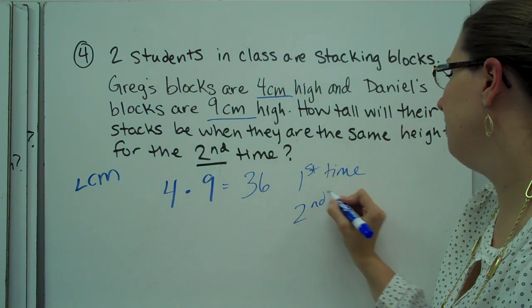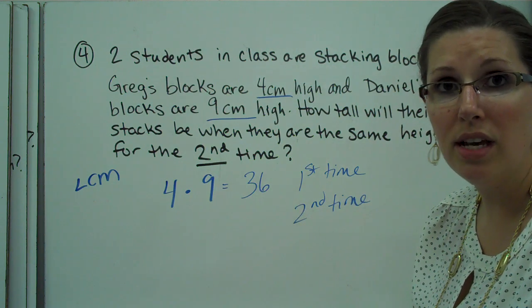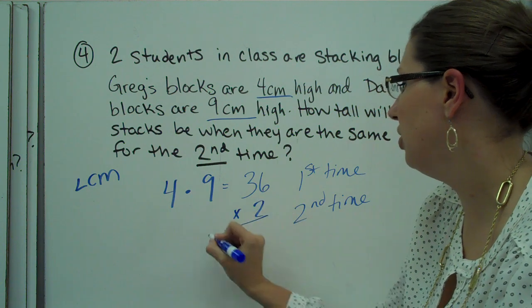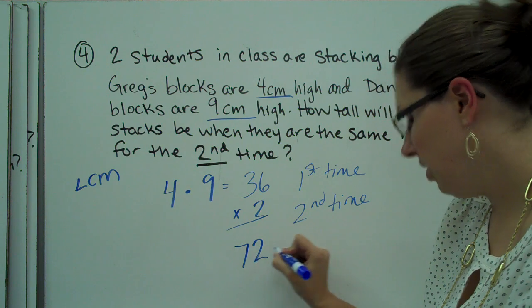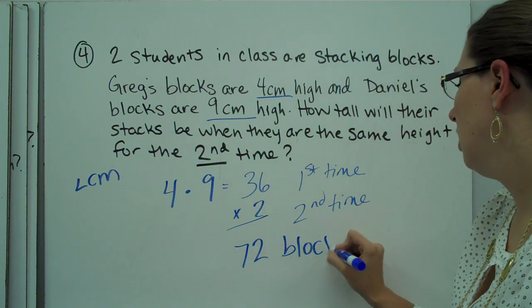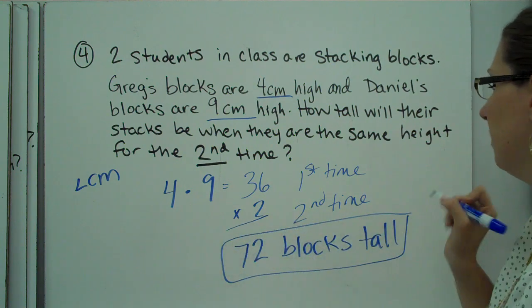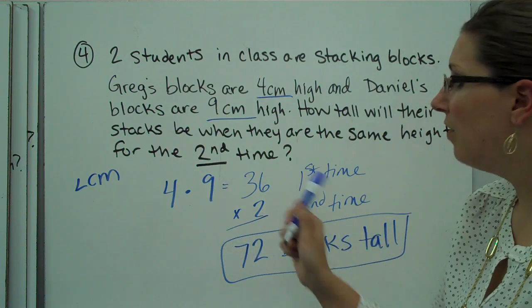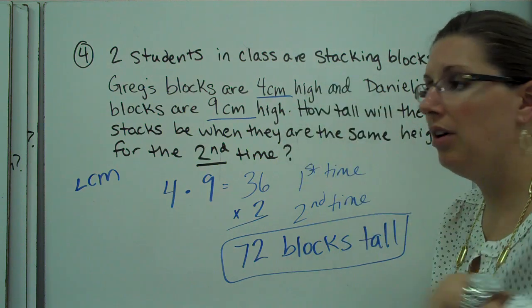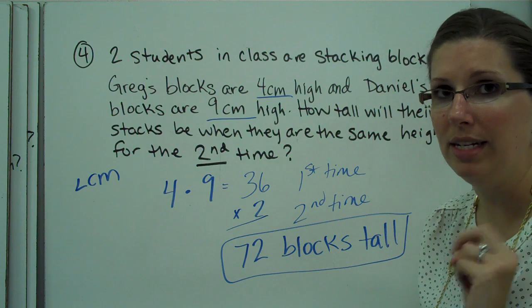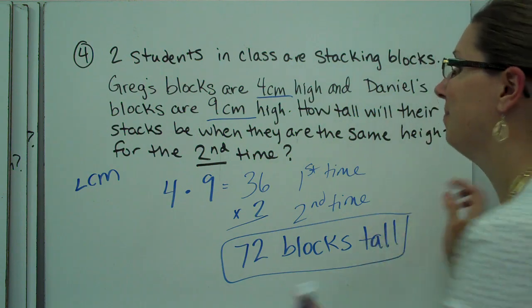So for the second time, I can either add 36 to 36 or I can simply just multiply by 2. And the second time around, they're going to be 72 blocks tall. Did you get 72? If you got 36, that's good, but remember, that's just the first time, and then you have to do that twice for the second time. So 72 blocks tall, we've only got 1 left.